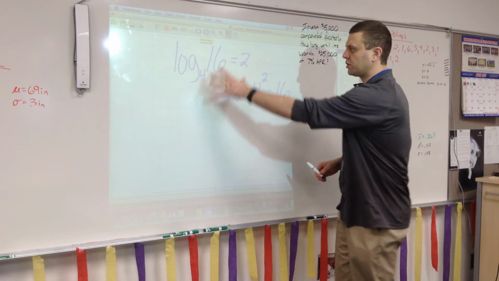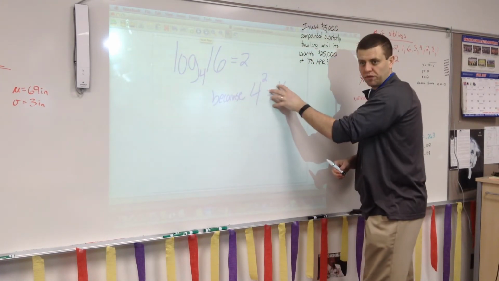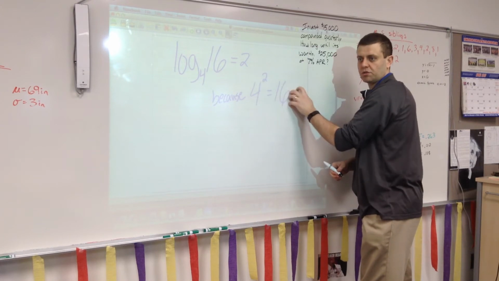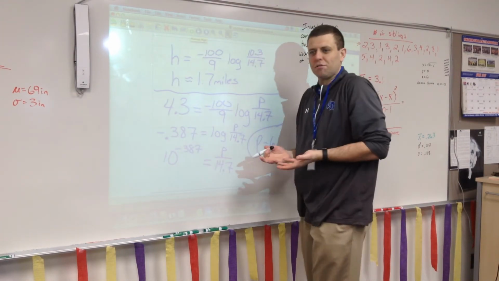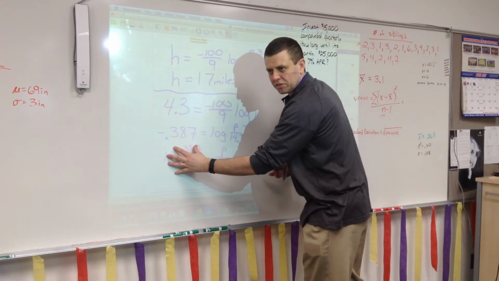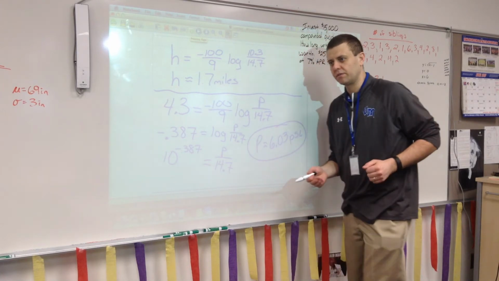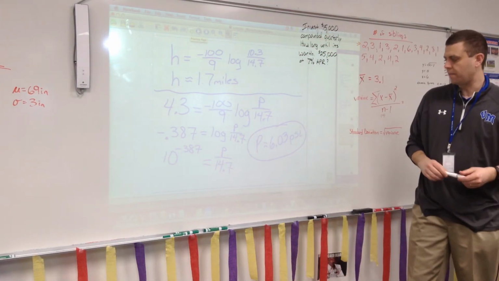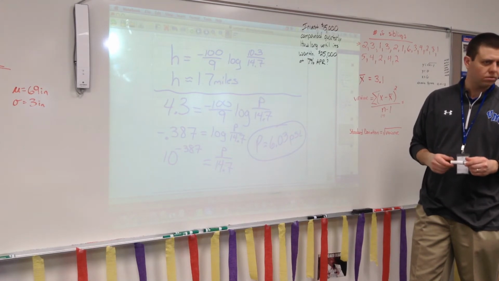That's all you're doing, is you're changing from a logarithm equation to the equivalent exponential equation. And by doing that, obviously, now we don't have a logarithm anymore. We can evaluate this on our calculator, then we can multiply both sides by 14.7 to get P by itself. Yeah, that's better. Good question. What else?